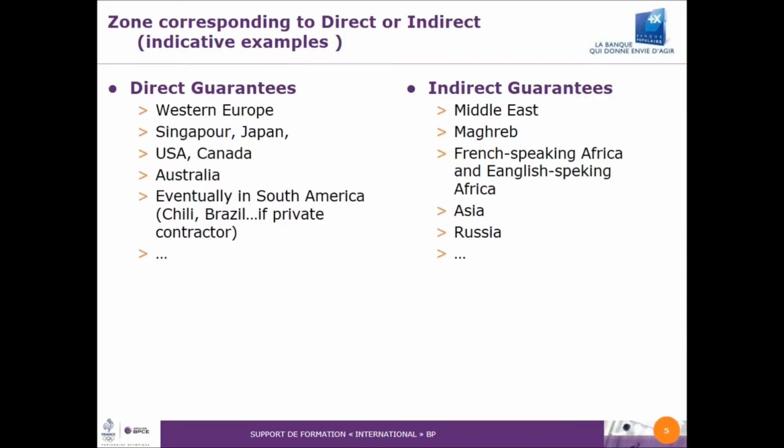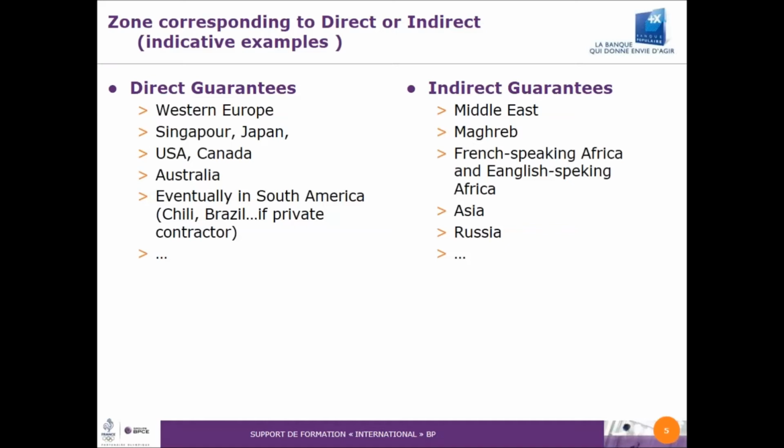Here you have some examples of countries that deal with direct guarantees or will accept direct guarantees, and some countries that will definitely need indirect guarantees. By that, I mean that those countries will request the guarantee to be issued in their own country by a bank in their own country.